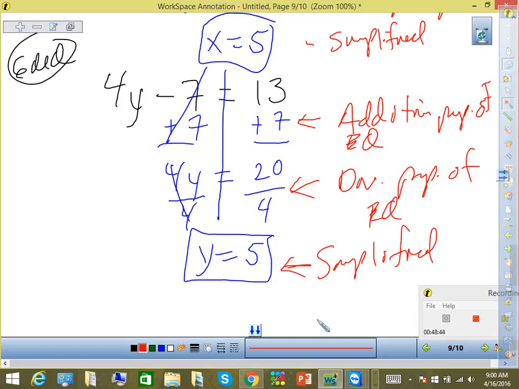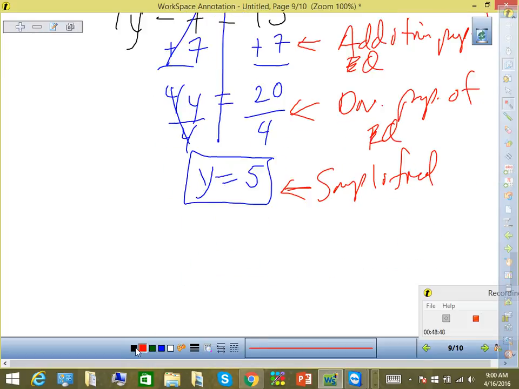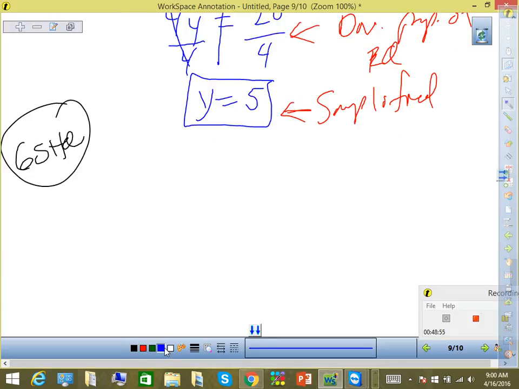All right, example 6. Here we go. x divided by 7 minus 2 equals 6.